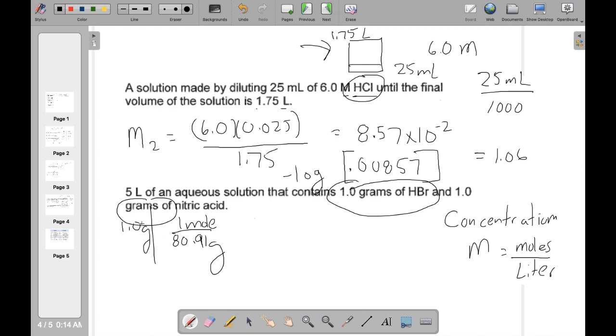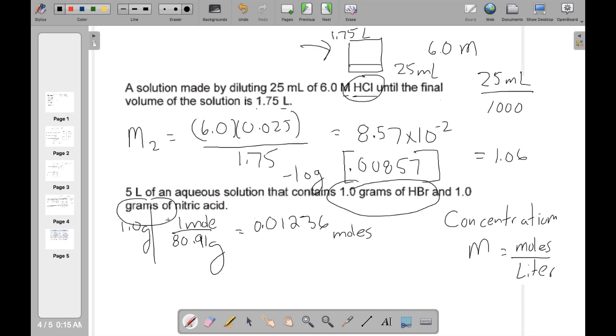So really I have 1.0 divided by 80.91. Sorry, I'm doing a quick calculation on my computer. 1.0 divided by 80.91, and I get 0.01236 moles. Alright, let me just keep that there. I have that many moles of my hydrobromic acid.